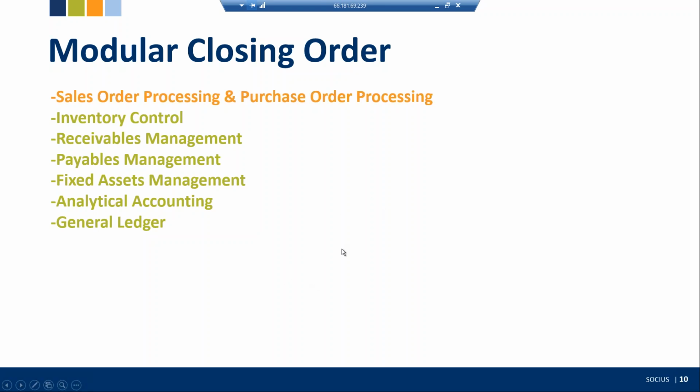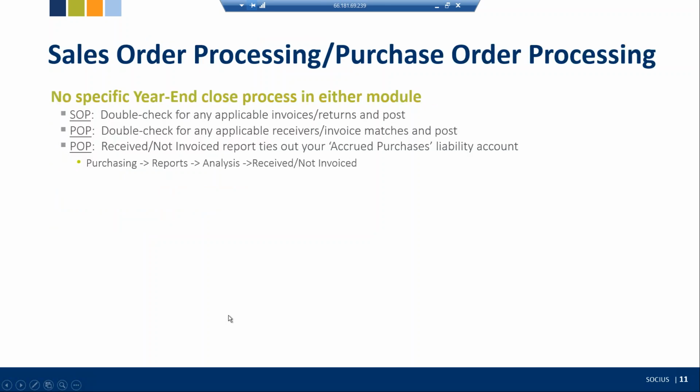So the first thing I want to start off with is the sales order and purchase order, and I'm going to lump those together. So first of all, for sales order and purchase order, there are really no specific close processes in either module. So there isn't going to be a utility window or a routine window that you go to in sales order processing that says close year. However, as you probably are aware if you're using sales order processing, it interfaces directly with the receivables module.